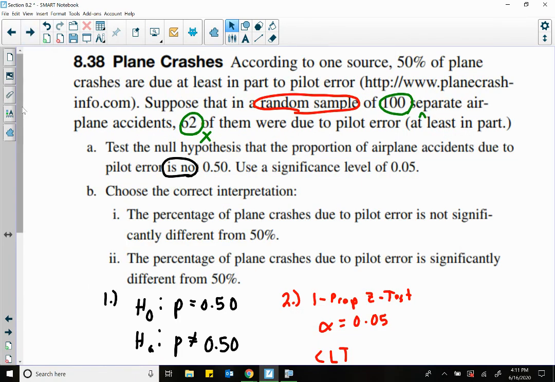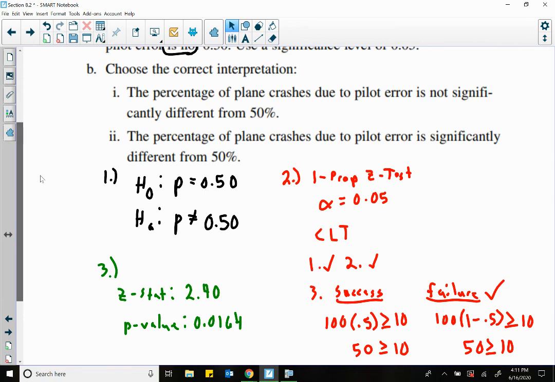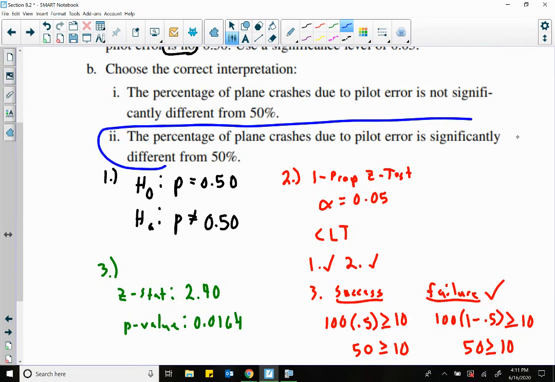Okay. So last thing is, give us the correct interpretation. Which one of these is it? Hopefully you selected number 2. Because when you reject, that means there is a significant difference. So the percentage of plane crashes due to pilot error is significantly different from 50%.